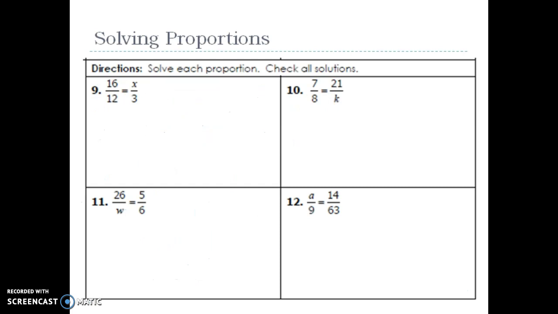Okay, so on to actually solving these proportions. So we just practiced. We can use the cross product to check our proportions. Are the ratios they give us proportions? We can also solve proportions by using the cross product. So notice, when we're solving, we have to have a variable, something we want to solve for. We want to know what is x, what is k, what is w, what is a. So again, we're going to do the odds. We're going to do the same thing. They already give us 16 over 12 is equal to x over 3.